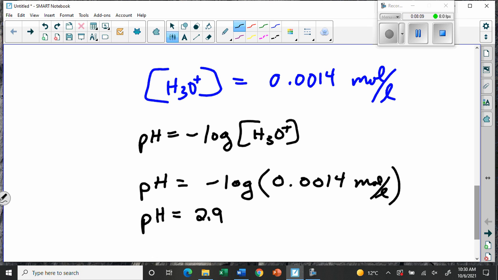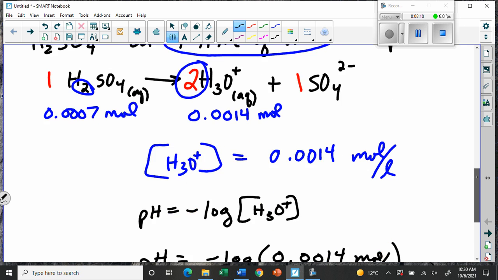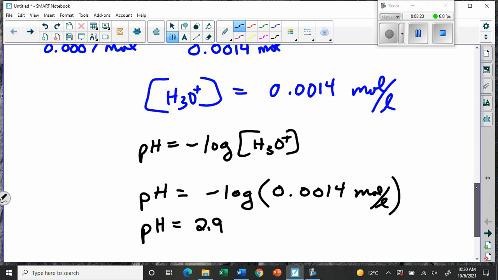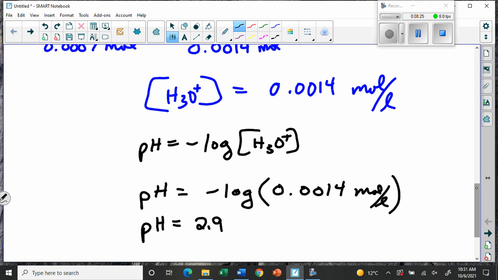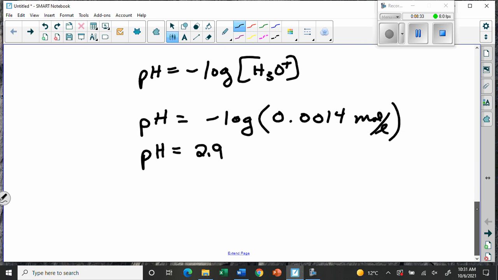That's not quite as acidic as the first one. I think the first one was more than that, eh? What was the first one we did? The first example was 1.5, and this is about 2.9. So this is much less acidic in this case. And that's because we started with smaller amounts of moles, right? Okay, now let's do one more example. And this time I'm going to change the liters.